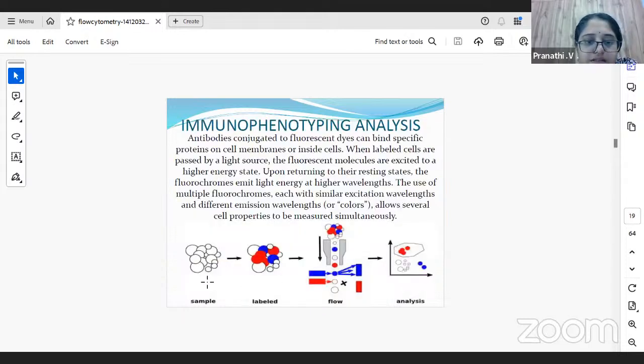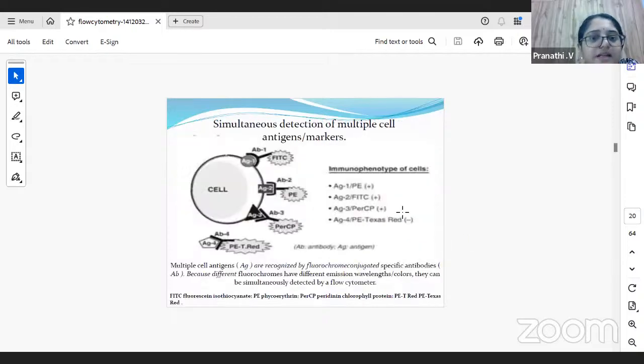Phenotyping analysis, what is happening? This is the sample. These are labeled, and then through the flow cytometer you can get the analysis and the product can be seen because you're using two different filters over here. Simple. So simultaneous detection of multiple cell antigens or markers is taking place. Like I told you, you can see FITC and PE at one excitation, with different emission. Accordingly, fluorochrome conjugated specific antibodies are present over here. Different fluorochromes have different emission wavelengths, and they can be simultaneously detected by the flow cytometer.